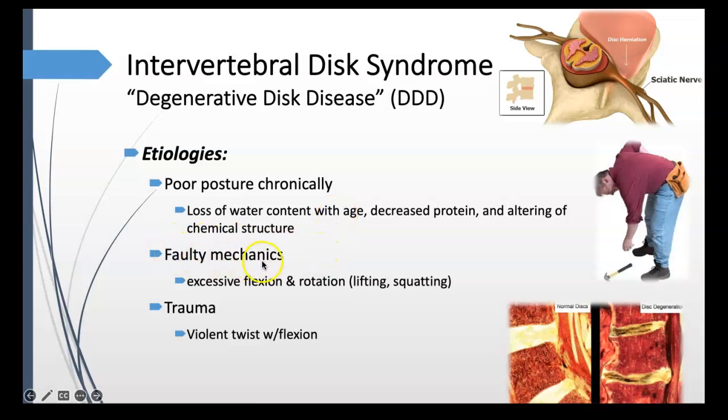The other is faulty mechanics. Excessive flexion and rotation moments have been linked to increased risk for intervertebral disc syndrome, or the development of some type of disc pathology. Lifting heavy weights and squatting improperly, which is why a lot of places that hire individuals to lift, even most athletic training jobs now, will require you to have proper squatting techniques. We call those ergonomics. They'll train you in the ergonomics to avoid faulty lifting mechanics. And then trauma, right? A violent twist with a flexion moment will oftentimes increase the load in the disc and cause disc pathology. So you can see this is a flexion injury most often.